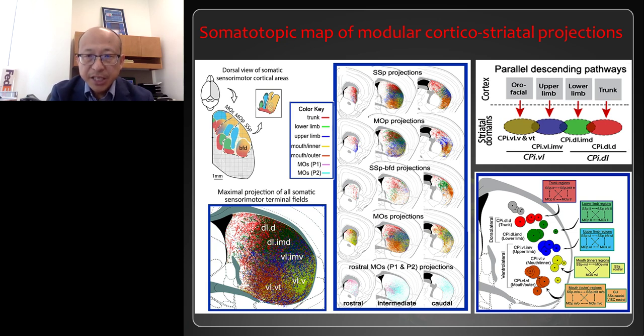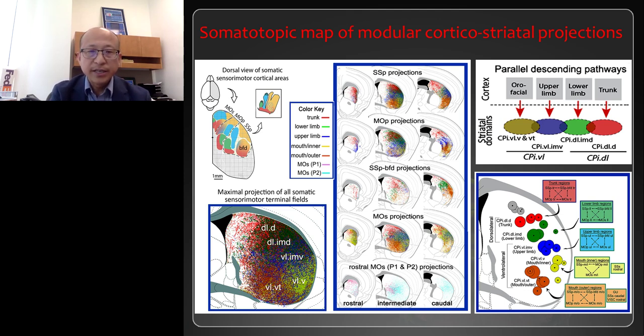And each subnetwork has these somatosensory, somatomotor areas. They heavily connect with each other in the cortical areas, and their projection terminals in the striatum overlap. So from this map, what we can see here is the trunk area subnetworks project to the relatively dorsal parts, then the lower limb, then the upper limb, and then all the orofacial related cortical areas project to the ventrolateral side of the striatum.